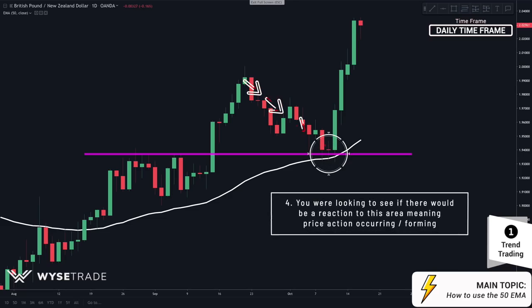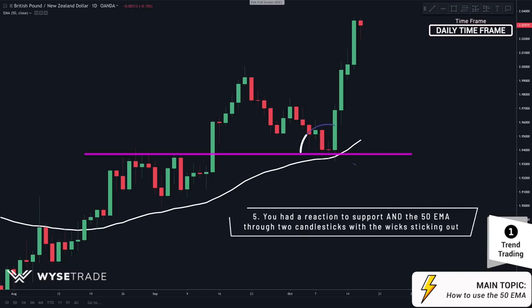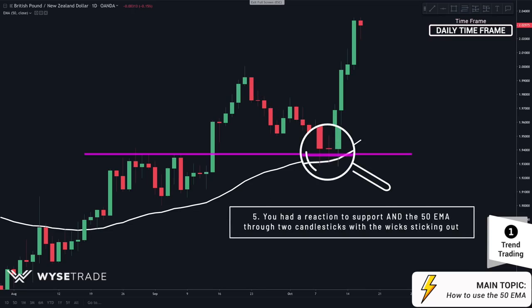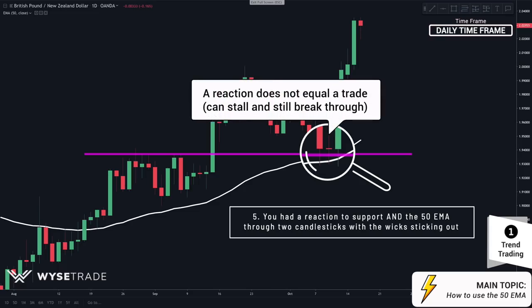Now, as price was approaching this area, you were looking to see if there would be price action occurring at this area before deciding on a trade or not. What you got was two great candlestick formations, where the wicks were sticking out, and an inside bar, which shows a reaction to the area of support and the 50 EMA. Again, a reaction does not equal a trade, as price can stall at the 50 EMA and support level and still break right through.